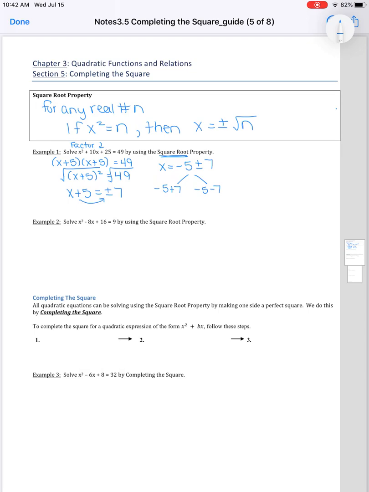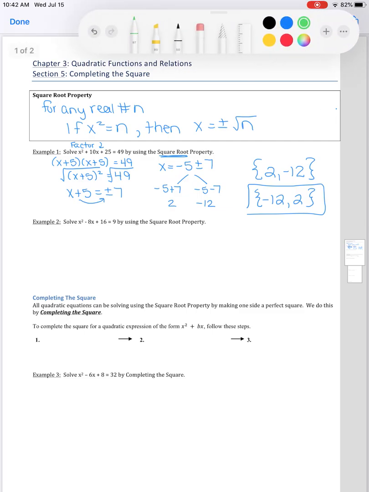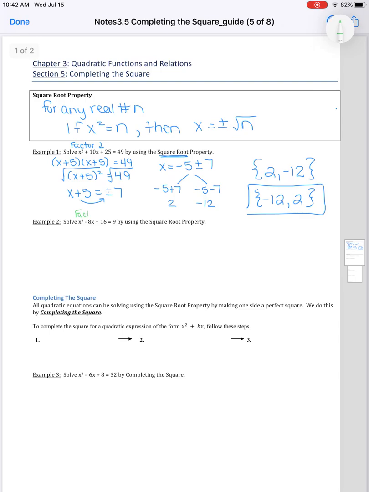Put it in front so that when we branch, you can actually see where the numbers need to go. If it's negative 5 plus or minus 7, then that means negative 5 plus 7 and negative 5 minus 7. So that gives us two answers: 2 and negative 12. Those are going to be your two answers that you write. Should you write them as negative 12 comma 2? Probably, just because that's the way they would appear on a number line.